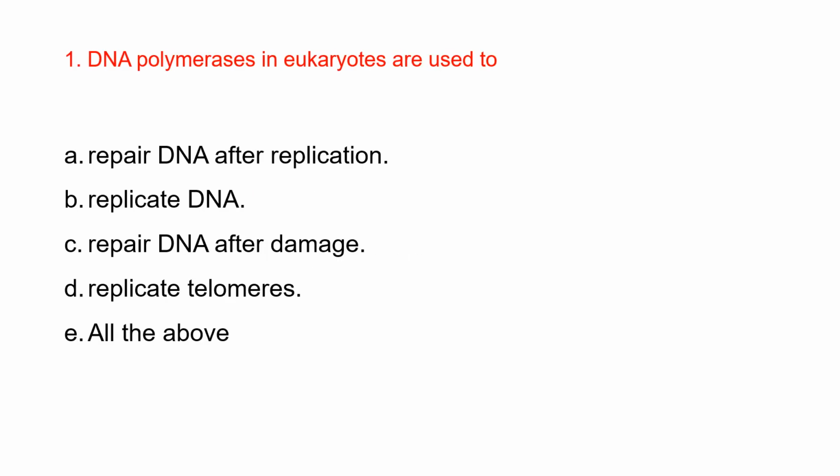Number one, DNA polymerases in eukaryotes are used to A, repair DNA after replication, B, replicate DNA, C, repair DNA after damage, or D, replicate telomeres. As you can plainly see, this is clearly E, all the above. The DNA polymerases, all different types, will do all four of these particular things.